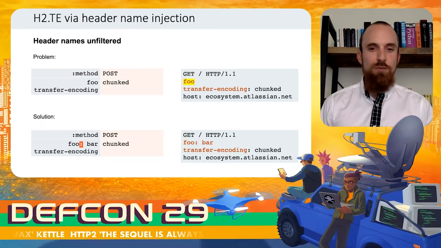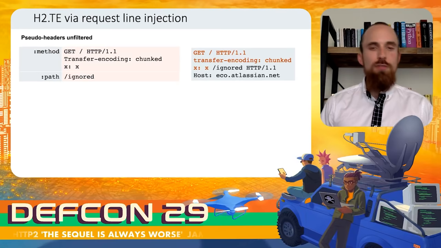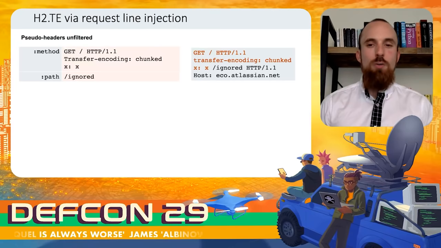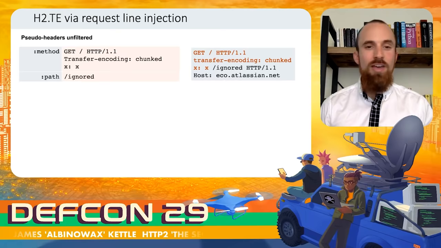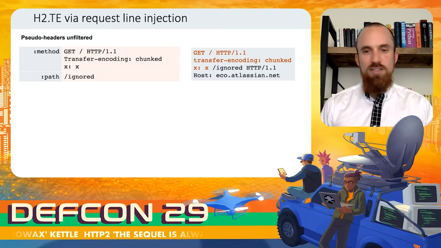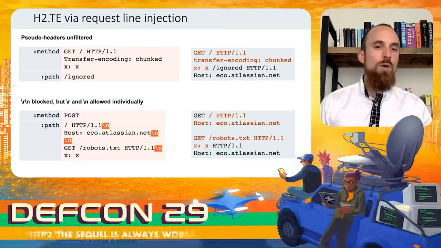Another issue was that even after they patched that, they forgot to filter pseudo headers. So we could get injection inside the request line. And exploiting pseudo headers is pretty much just the same as exploiting other headers, but you just need to think about what the resulting downgraded request will look like and make sure that it has a valid request line so that your request doesn't get rejected. The final issue was that in the path pseudo header only, they were only rejecting the \r\n sequence.